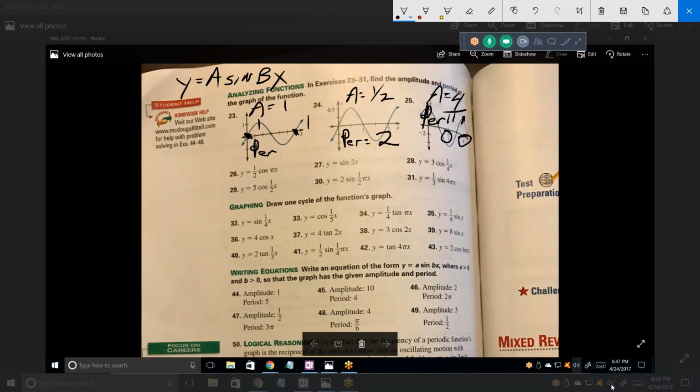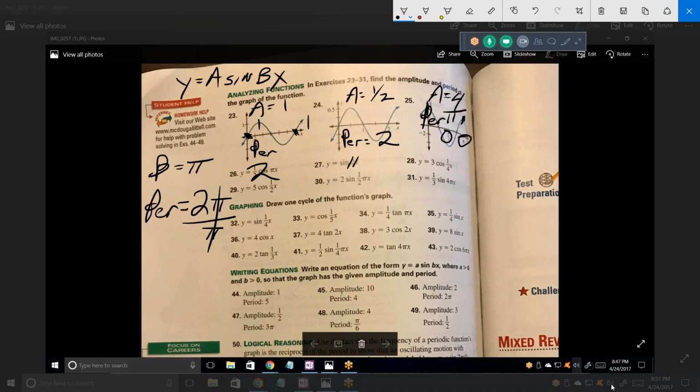And now let's do 26. These are real easy. What's A? 1/2. What's the period? Pi. That's B. So it's B, the period is 2 pi over B. So B is pi. So 2 pi over pi, 2 is the period for 26. What's the period for 27? No, that's 2 pi over 2, so it's pi.